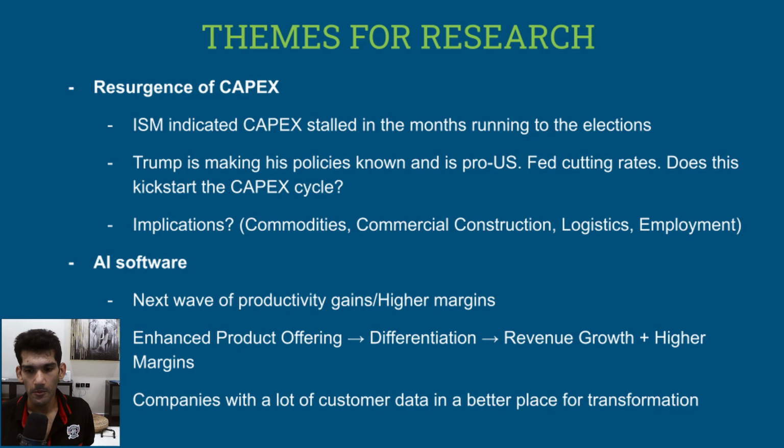I think a lot of companies will also use AI and its capabilities to improve their product offering. This would allow them to differentiate themselves from the rest of the industry, creating better prospects for revenue growth and also for higher margins. We also have companies that have a lot of customer data. As an example, transactional data that maybe a fintech company is able to gather by virtue of it allowing people to do business with it.